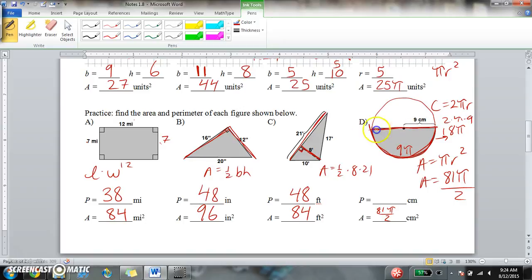But then I've also got this piece right here. This piece from here to here is 9. This piece from here to here would also be 9. So together, these would be 18. So my whole perimeter would be this piece plus this piece, or 9 pi plus 18.